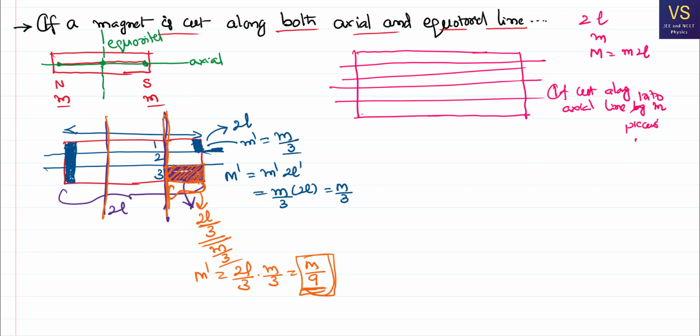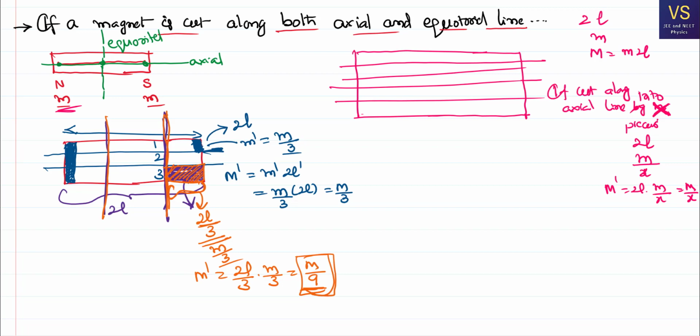What happens to the length? It remains the same. To eliminate confusion with M, which is already used, let's assume it is cut into X pieces. So each piece will have a pole strength of M by X. What happens to the new magnetic moment? Length remains the same, pole strength becomes M by X, so the magnetic moment becomes M by X.